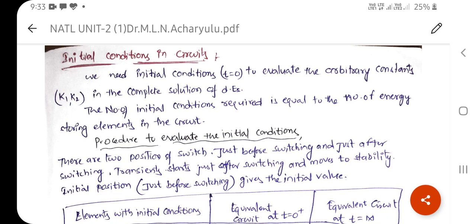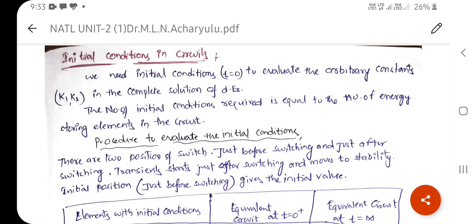Generally, initial conditions are taken with respect to 0, which is the reference value at the intersecting point of the xy coordinates. If it is on the right side it is positive, on the left side it is negative. If the switch is at t equal to 0 position and you turn the switch on, that is, close the circuit, then just after switching is called t of 0 plus. If t equal to 0 is the reference, then 0 minus is just before switching, t of 0 minus.